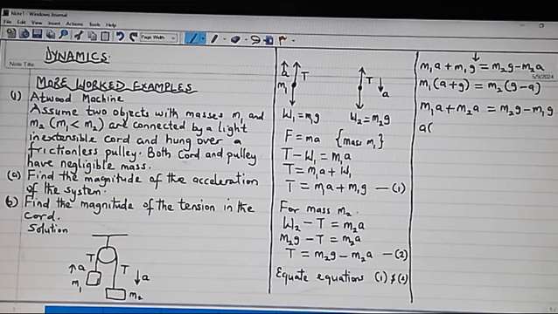So we say A into (m1 plus m2) is equal to g into (m2 minus m1), so that our acceleration A is equal to (m2 minus m1) bracket g divided by (m1 plus m2). See how simple it is.